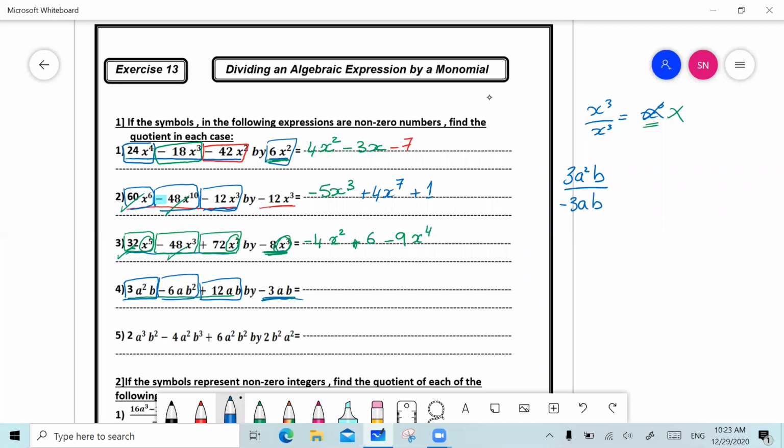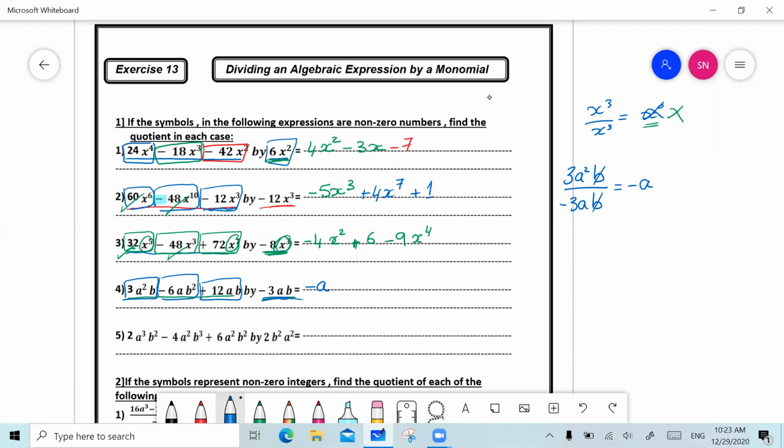3 divided by negative 3 is equal to negative 1. And a squared divided by a is equal to a. b divided by b, both of them cancel together. So the first term is going to be negative a.